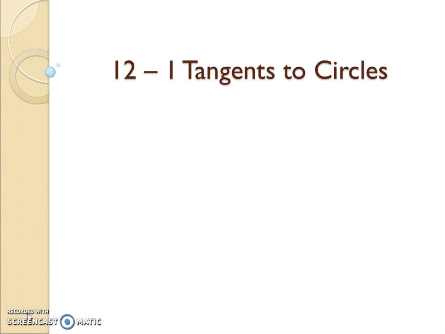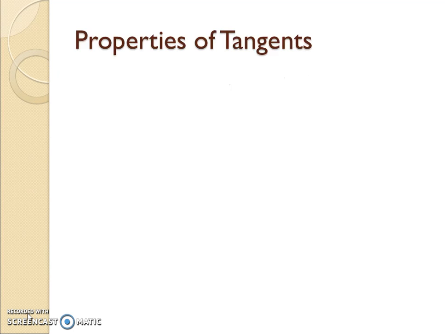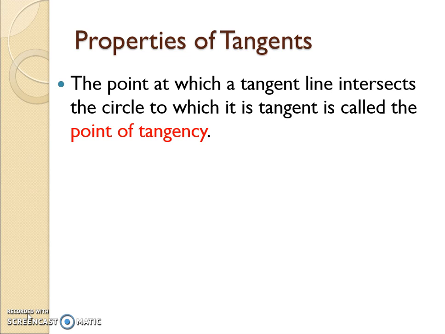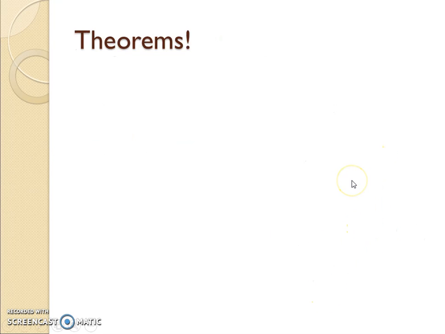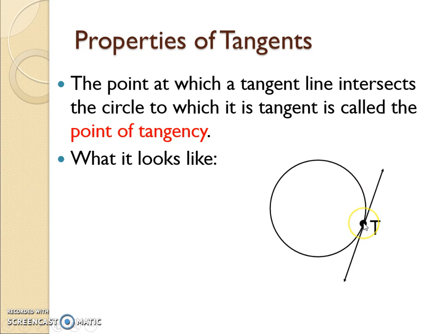Properties of tangents. The point at which a tangent line intersects the circle to which it is tangent is called the point of tangency. What it looks like: if you have a line that touches the circle that way, that is called the point of tangency right here.